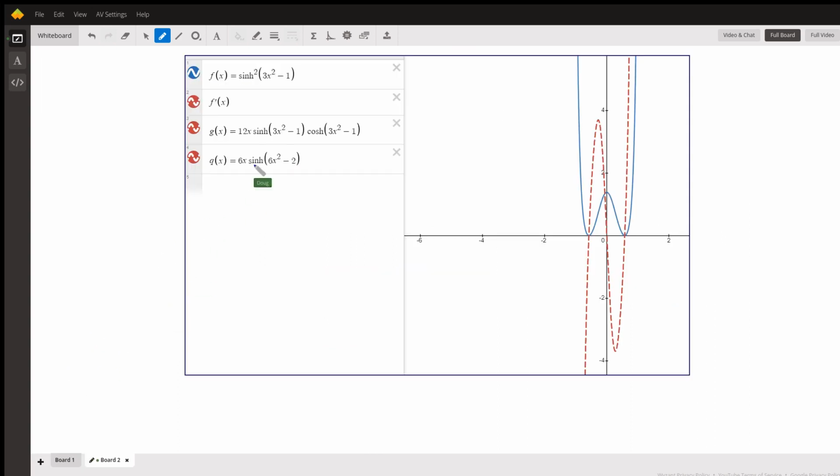Okay, and I just wanted to come to this board and show you how you can check your work on Desmos. Here's the original for that second one. If you graph f prime of x, you get this red dashed line. And then here's some intermediate work. As g of x is 12x, that's what we got before we applied that double angle formula. Same exact graph. And q of x is rewritten using that double angle identity. Same exact thing.